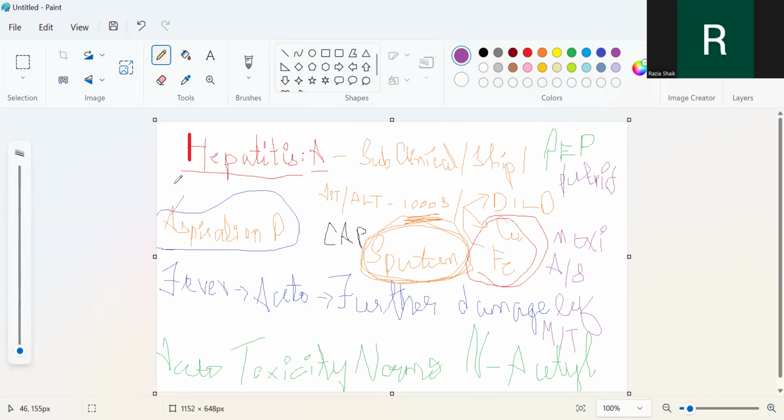There can be complications, right? So, lung abscess in that case, or there can be something like empyema. In that case, you have to do that. Okay.